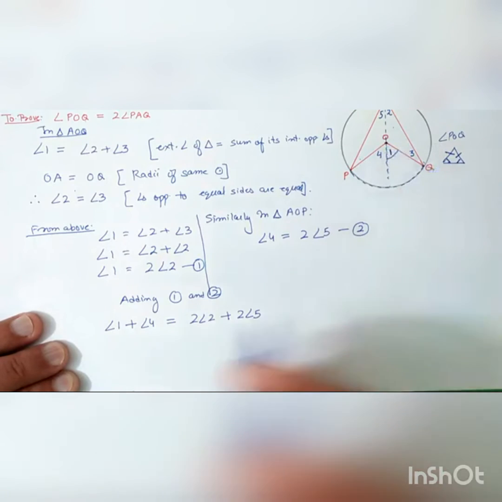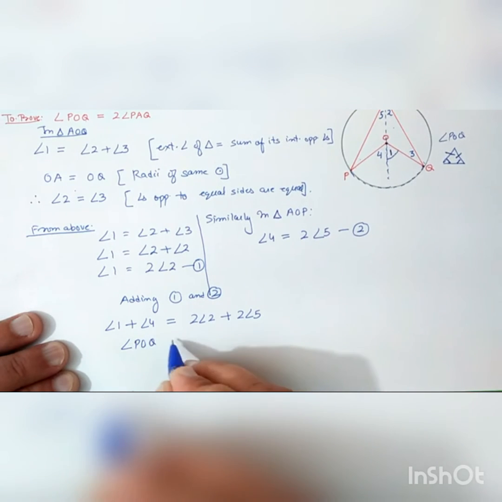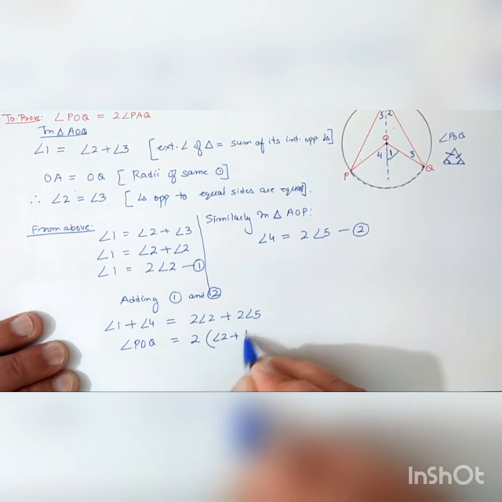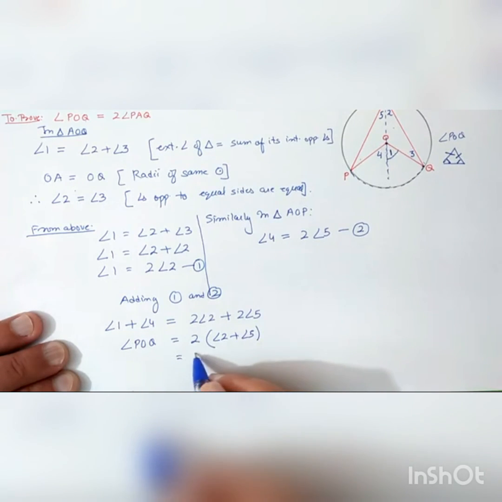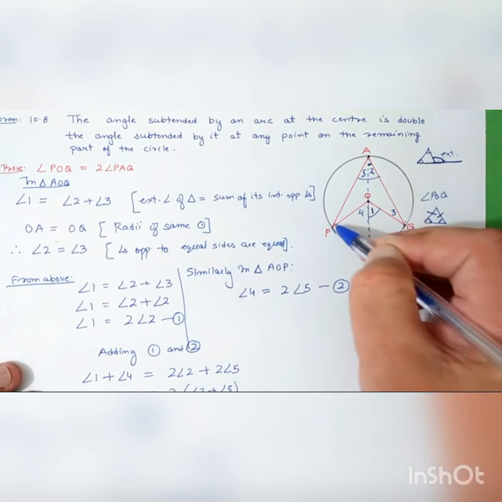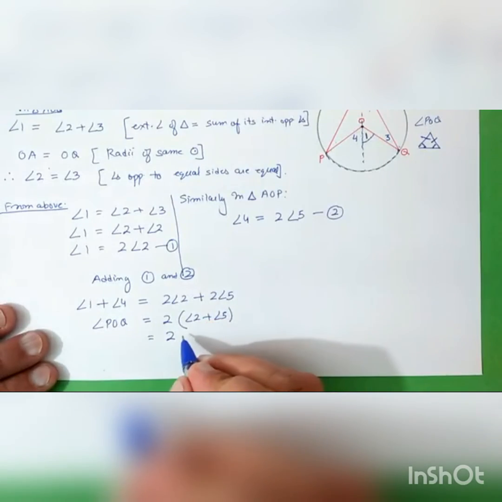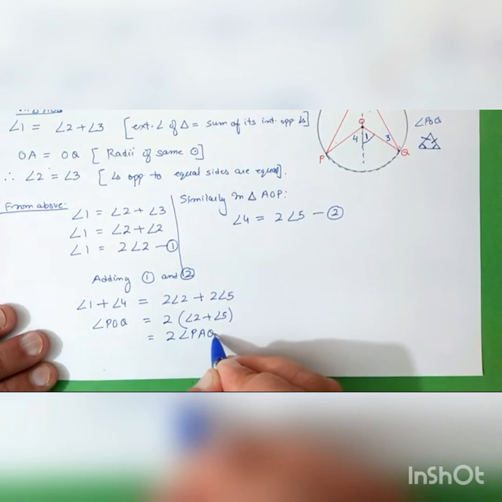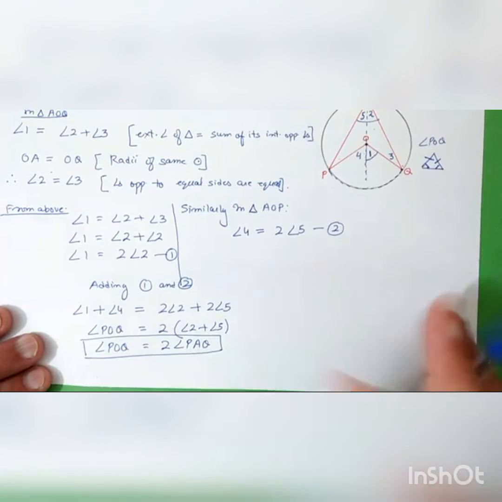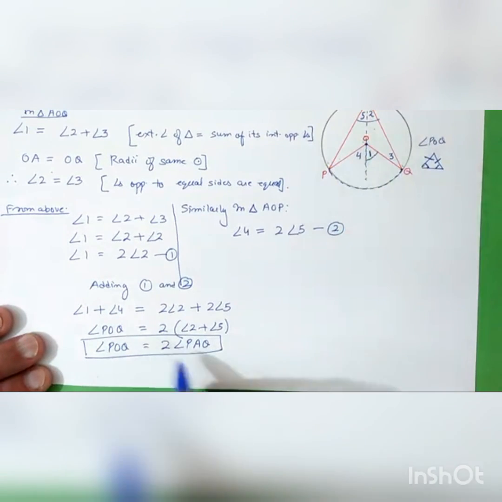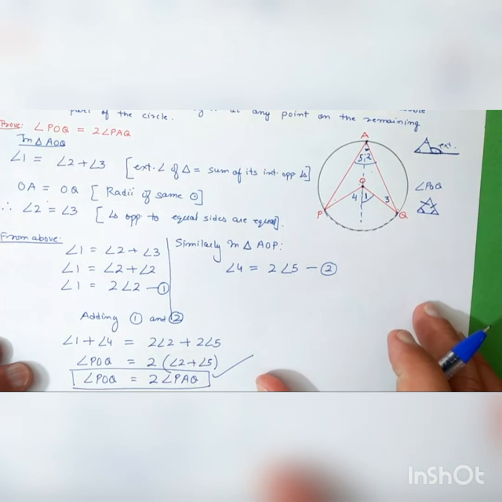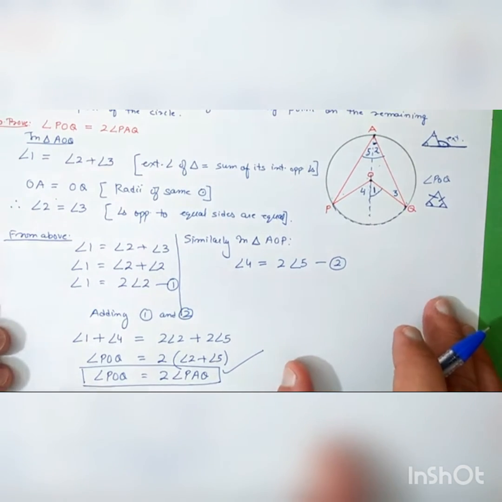And now we have marked those two results, and we will add them, that is angle 1 plus angle 4 equal to 2 times angle 2 plus 2 times angle 5. Now when I add 1 plus 4, 1 plus 4 is my angle POQ, which I had explained to you in the diagram, and 2 is common, so 2 times angle 2 plus angle 5 in bracket. Please see the figure, 2 plus 5 is PAQ.